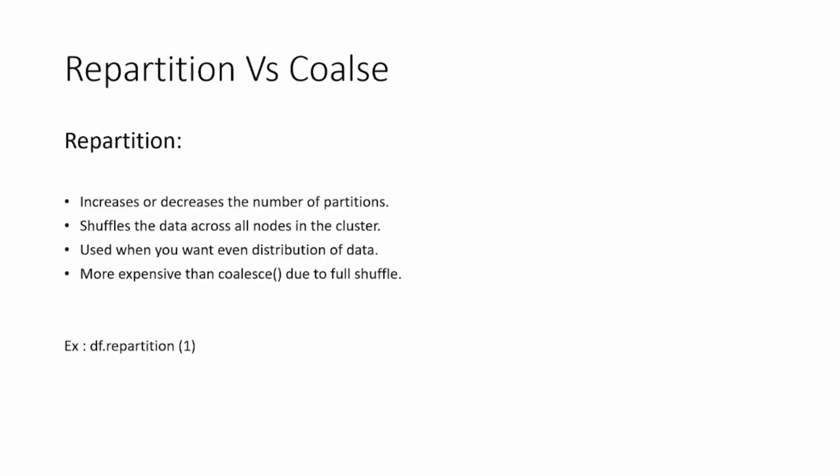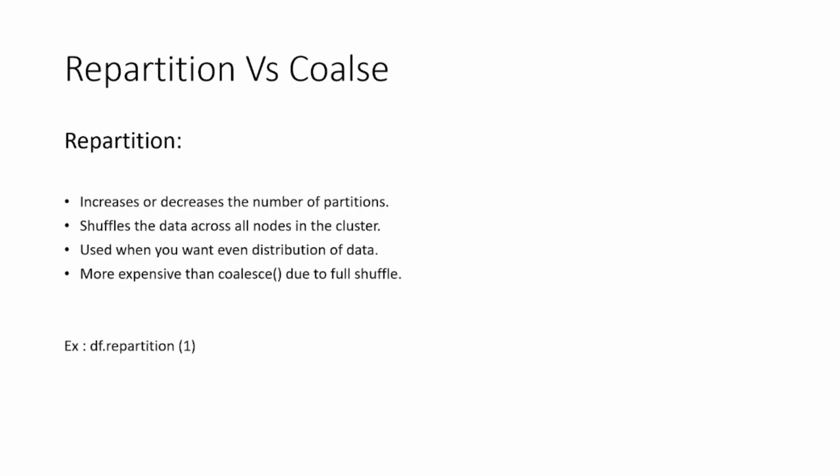But let's understand what repartition is. Repartition and coalesce are both used to change the number of partitions in a data frame or RDD, from the existing number to higher or lower. But each has a specific purpose. First, let's understand repartition deeply. Repartition is used to increase or decrease the number of partitions in the existing data frame.